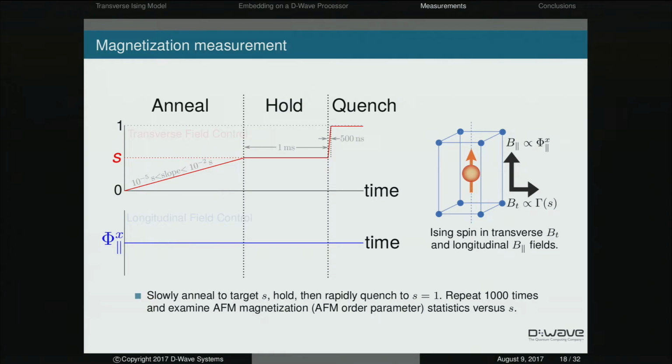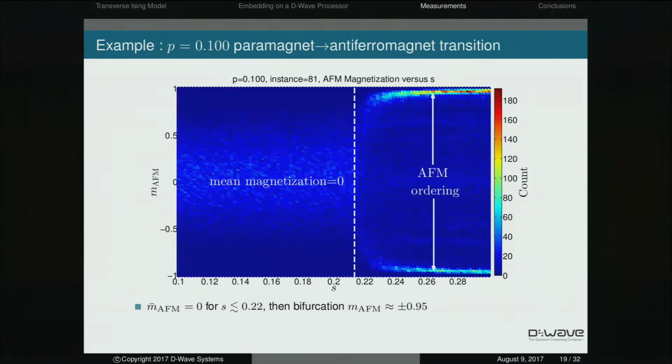Okay. So what I'm going to do is, like I said, slowly anneal, quench, and I'm going to repeat that 1,000 times for each particular instance. And I'm going to just do this as a function of S. We'll see what happens. So here's an example of some of those magnetization data. So this is just one particular instance at P equals 0.1.